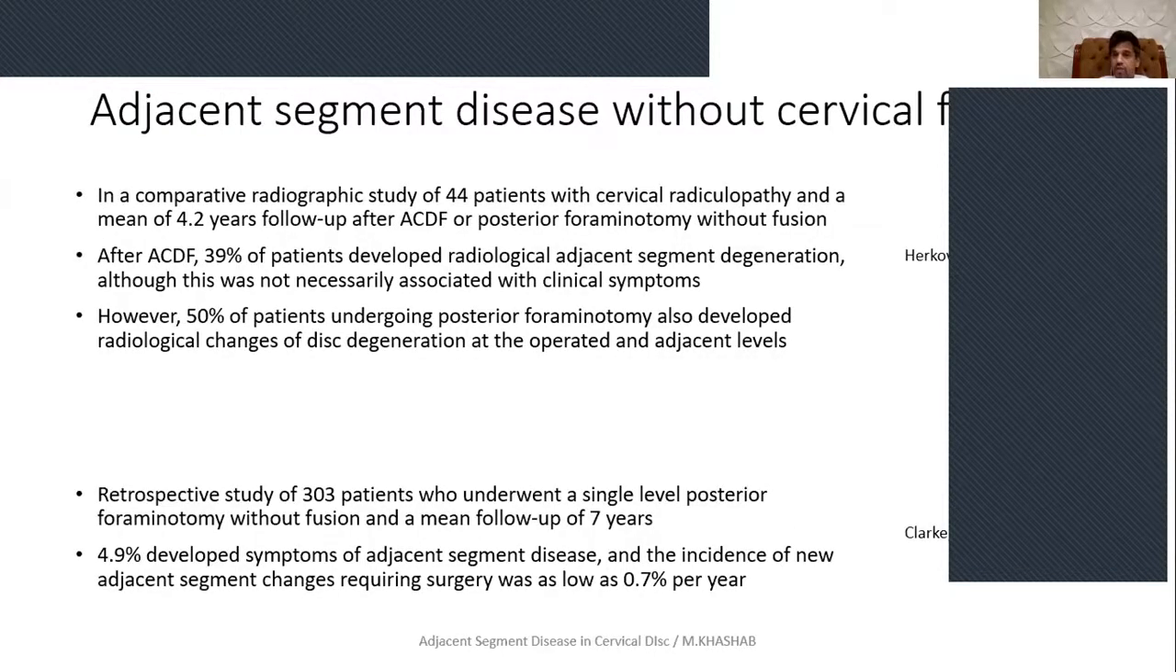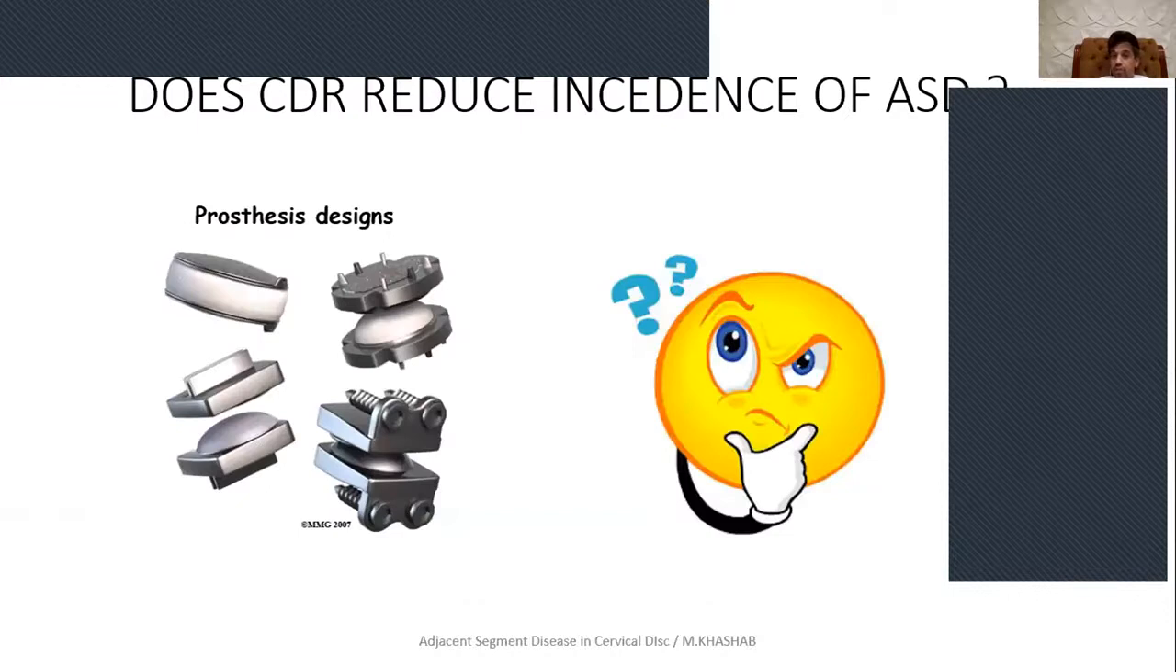Other studies looked at cases with non-fusion, like foraminotomy, and looked at the two groups. If you look at the higher one, it looked at patients with a foraminotomy and a follow-up of 4 years and showed up to 50% degenerative changes at the adjacent level even though they just did the foraminotomy, compared with the ACDF, which had an even lower incidence of 40%. The other study looked at the same finding at a 7-year follow-up, and they showed only 5%, and less than 1% required surgical management.